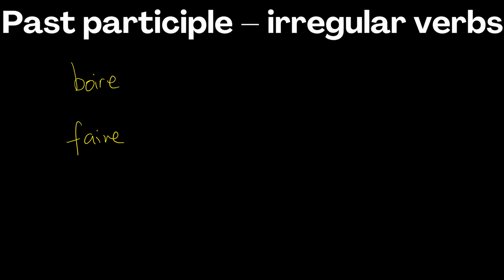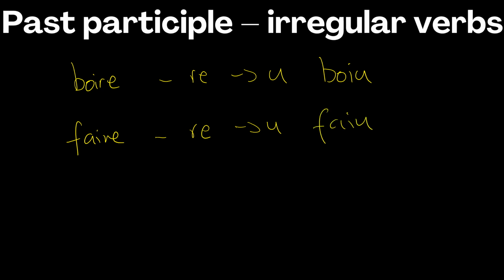We have boire. Now we know that boire ends with re. So what do we do when a verb ends with re? To turn it into a past participle, well, we remove the re and we replace it with a u. So boire would become boiu, if we applied the regular rules. What about faire? Again, it ends with re. We would replace that with a u, so it would become feiu.